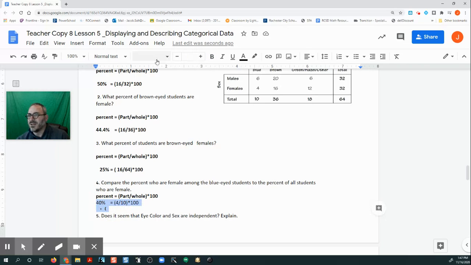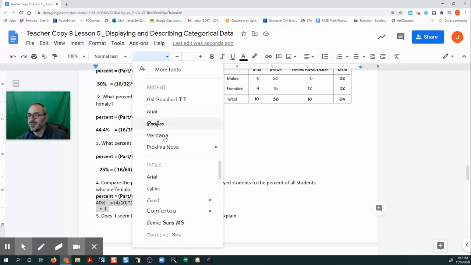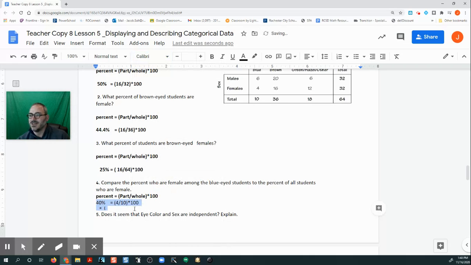All of a sudden the font got really weird, and I'm like, why is it doing this to me? Okay, fine. There we go. And then bold. And then maybe a little bigger. There we go. Okay. What was I doing?